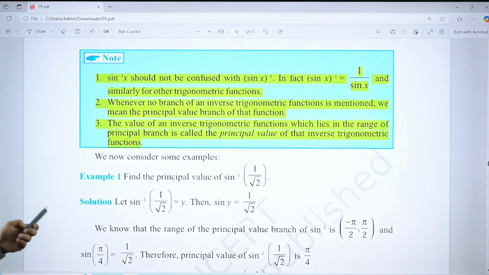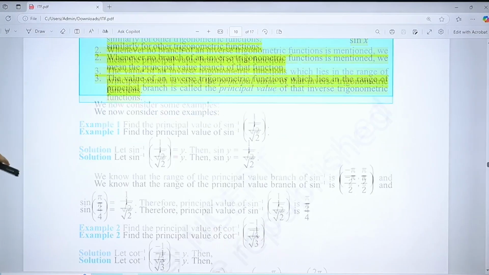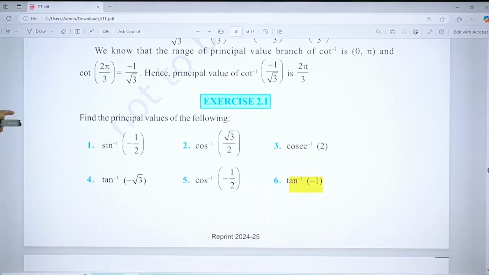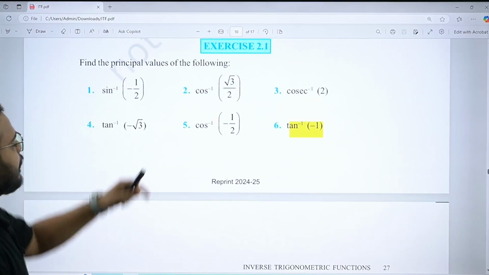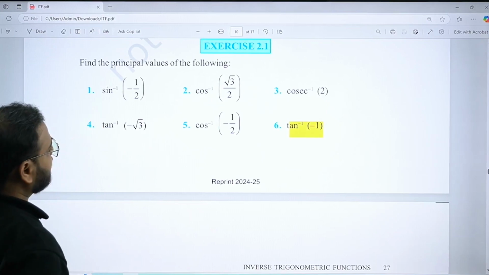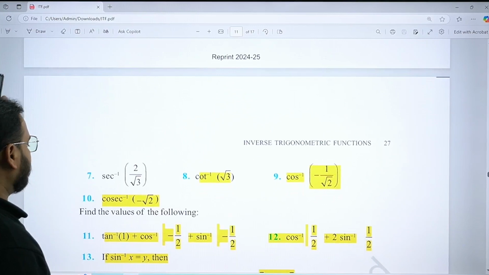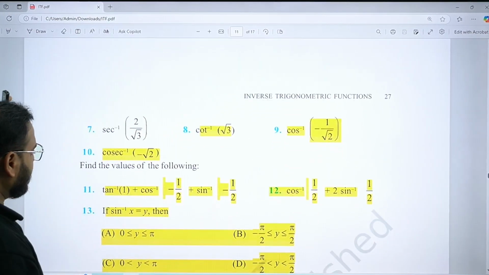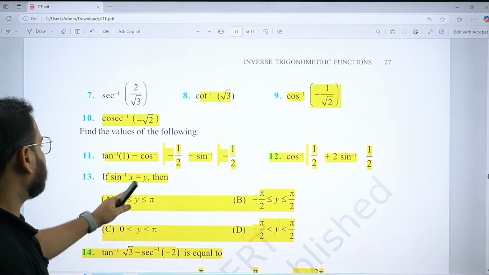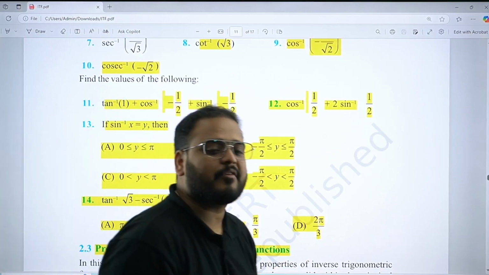Now moving on to examples. Have a look. So example number 1, if you want you can solve it. They're simple only, not much difficult. Exercise 2.1, question number 6 you can solve. What else do we have here? Question number 8, 9 and 10. Question number 11, 12, 13. All have to be solved. 13, I think, is an MCQ, right? Check this out. It's an MCQ, and 14 also is an MCQ, right? Yes. So the list of questions from exercise 2.1 I have already given.